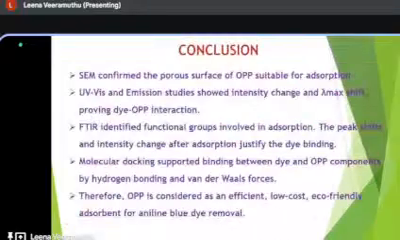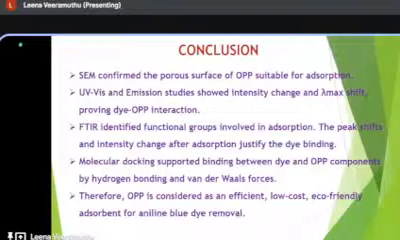Thus, I conclude my presentation by highlighting the important findings. SEM confirmed the porous surface of OPP suitable for adsorption. UV visible and emission studies showed intensity change and lambda max shift proving the dye OPP interaction. FTIR identified functional groups involved in adsorption, and the peak shifts and intensity changes after adsorption justify the dye binding. Molecular docking supported binding between the dye and OPP components by hydrogen bonding and van der Waals forces.